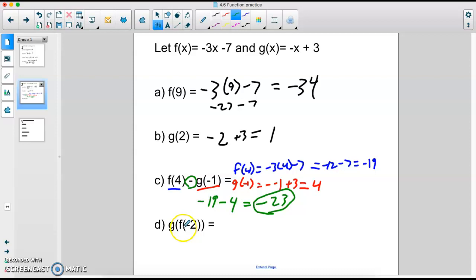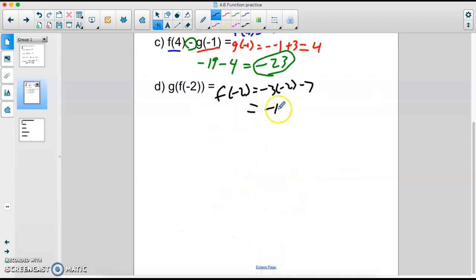Okay, now g of f of negative 2. So we're going to plug in f of negative 2. Do negative 3 times negative 2 minus 7. And negative 3 times negative 2 is 6. 6 minus 7 is negative 1.